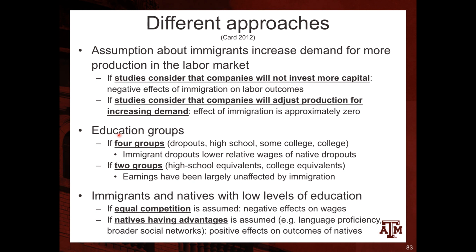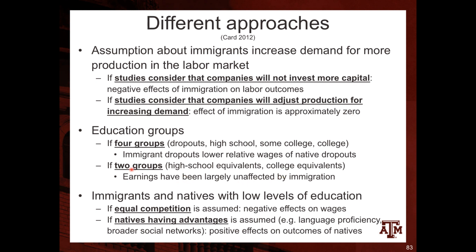Even the way that studies deal with education groups matters. If studies use 4 education groups, dividing people into high school dropouts, high school, some college, and college degree, immigrant dropouts lower the relative wages of native dropouts. But if studies take into account only 2 education groups, high school equivalents and college equivalents, they find that earnings have been largely unaffected by immigration, also tending to zero.